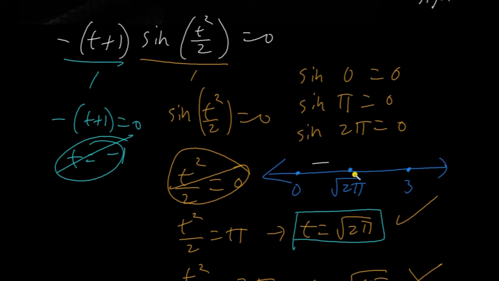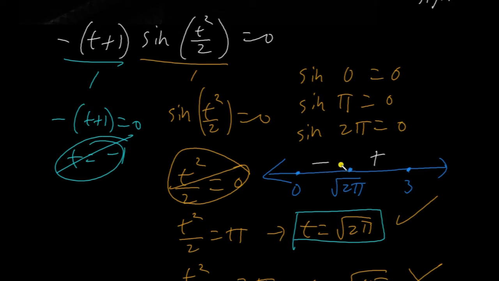Likewise, if you take a number and you plug it into here, you're always going to get a positive number. So what does that imply? Well, since the velocity switches from negative to positive at t equals square root of 2 pi, that means the velocity switches sign, so the particle changes direction at this time as well.